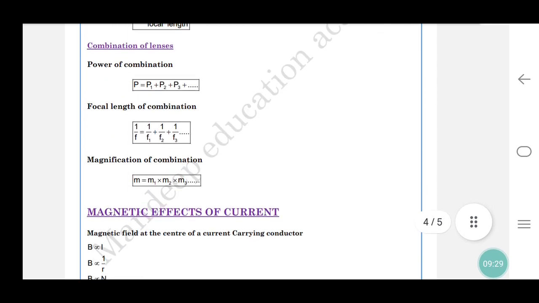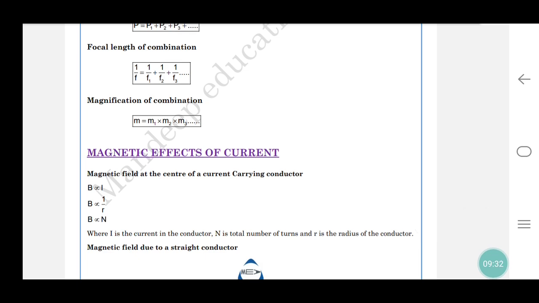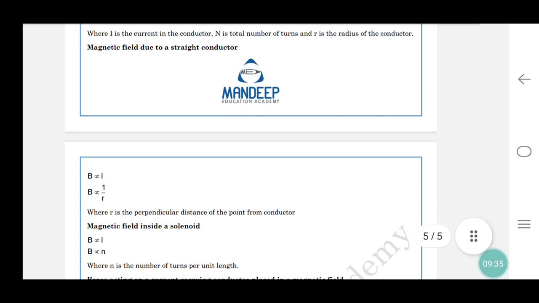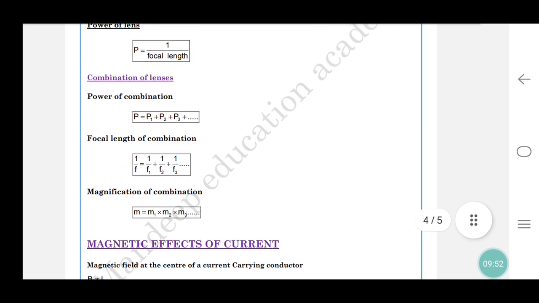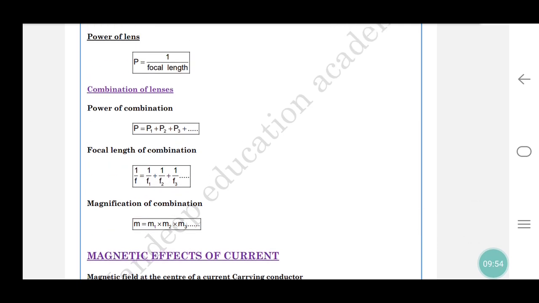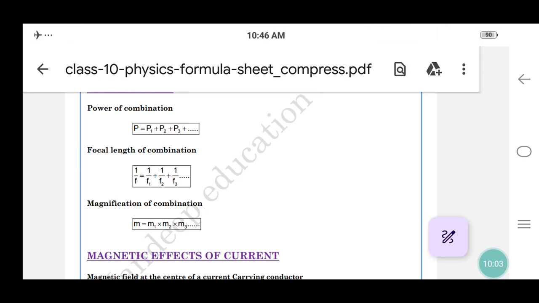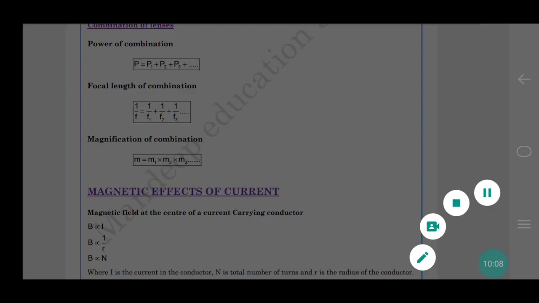Power of lens, combination of lens, magnetic effects of current. The magnetic field at the center of a current carrying conductor, B, is proportional to the current. For a combination of lenses, power P is equal to P1 plus P2, and the focal length of the combination is 1 by f is equal to 1 by f1 plus 1 by f2. Thank you.